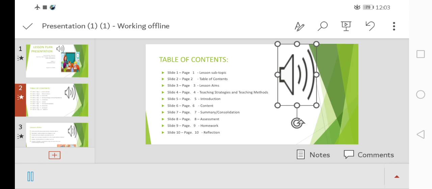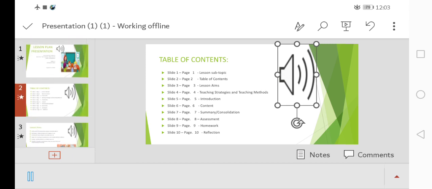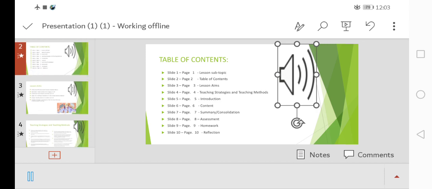Here's my table of contents. Slide 1 is lesson subtopic and lesson topic area. Slide 2 is table of content. Slide 3, lesson aims. Slide 4, teaching strategies and methods. Slide 5, introduction. Slide 6, content. Slide 7, summary or consolidation. Slide 8, assessment. Slide 9, homework. And slide 10 is reflection.